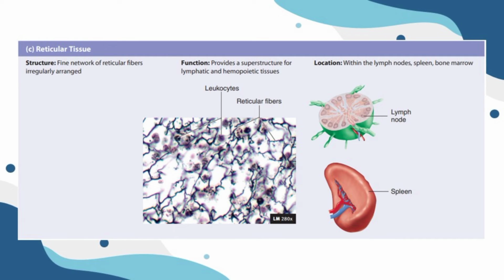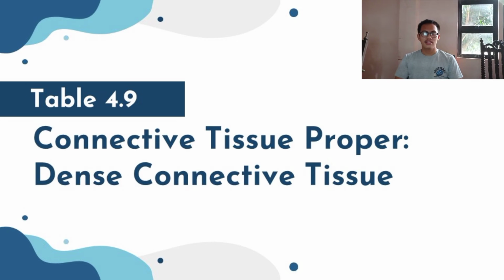Here's an image of a reticular tissue. Its structure is a fine network of reticular fibers irregularly arranged. Its main function is to provide a superstructure for lymphatic and hematopoietic tissues. It is located within the lymph nodes, spleen, and bone marrow. Next is table 4.9. It is the connective tissue proper, which is the dense connective tissue.